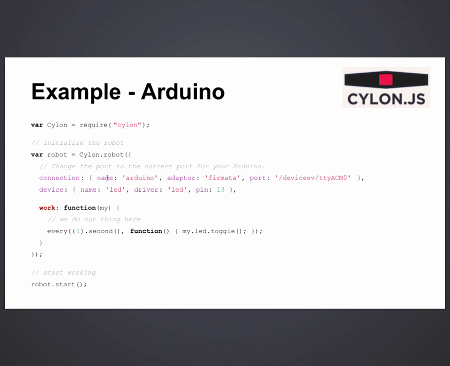So you will specify the board name, then the adapter that you are going to use, and which port it is connected to. And again, you can basically instantiate multiple platforms and devices here. So you are again going to do the same for an LED, and you'll be specifying which pin it is going to connect to.